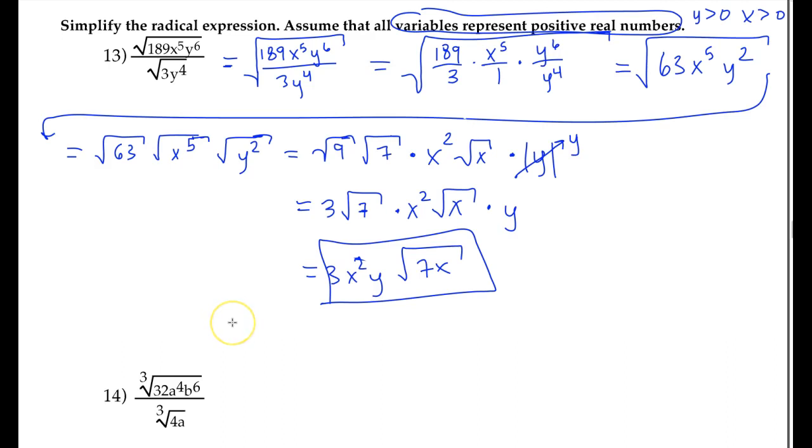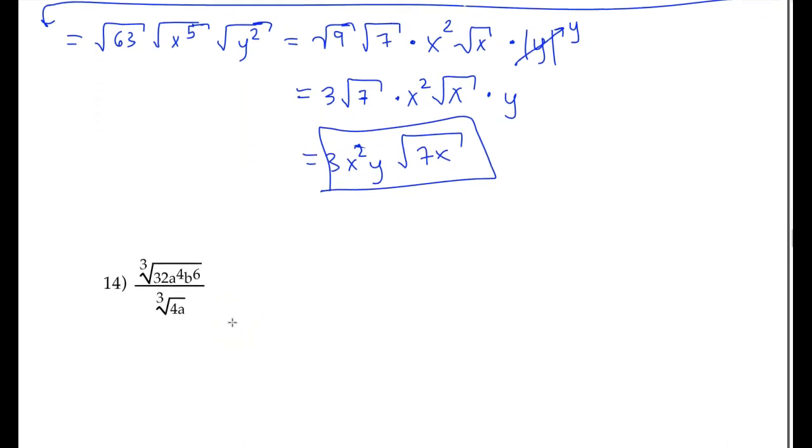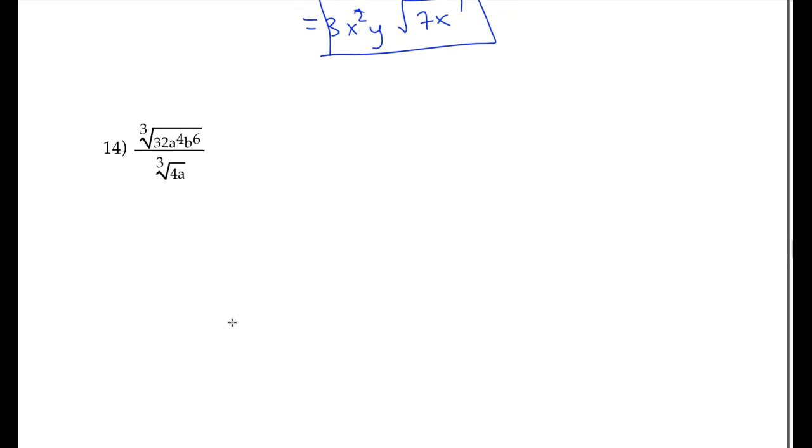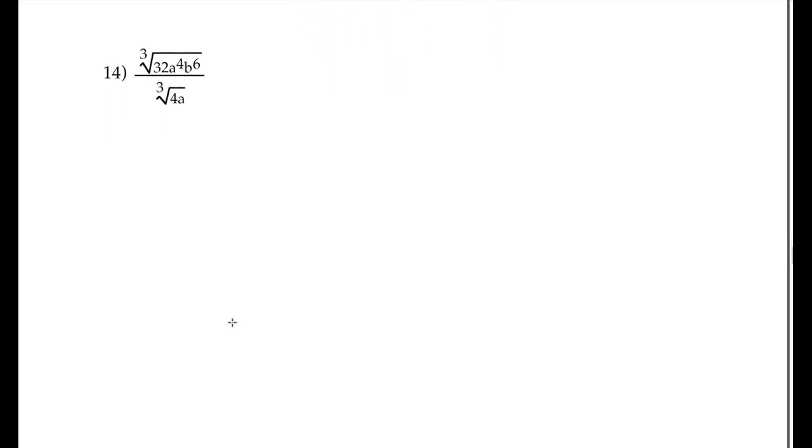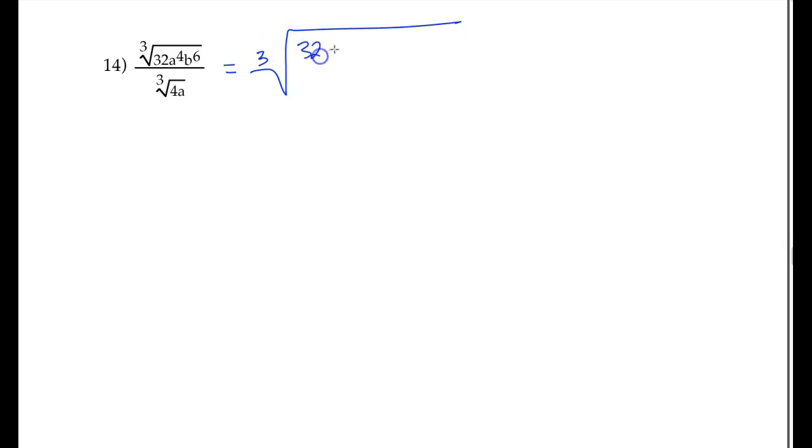Now, when we do number 14, it's going to be very similar, but what's different in this case is that we're now dealing with a cube root. We have to switch our thinking to dealing with cube root, meaning we have to have factors of 3 of the same thing being multiplied times itself under the radical to pull one out versus just having 2. But other than that, everything else is the same. So we start off here writing one big cube root, 32 a to the 4, b to the 6, divided by 4a.